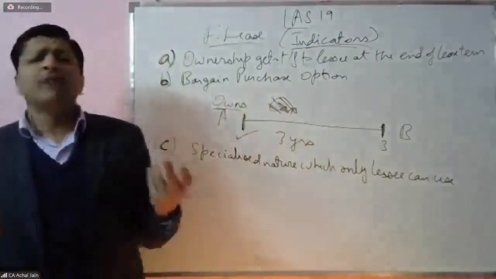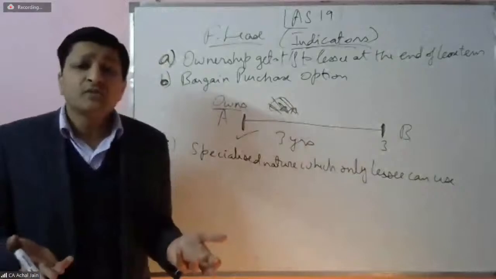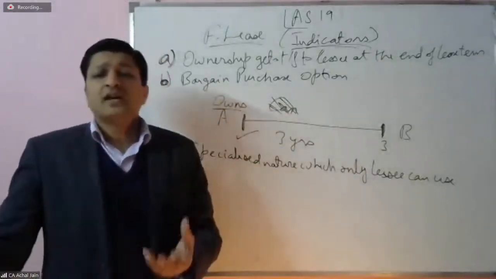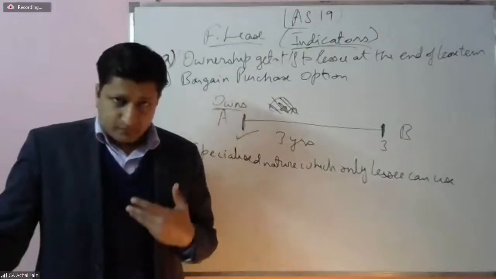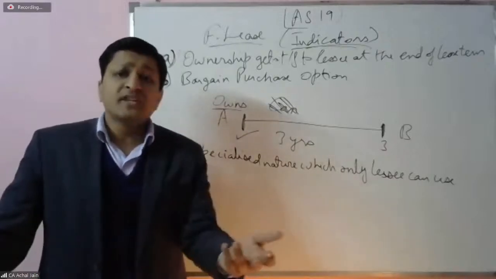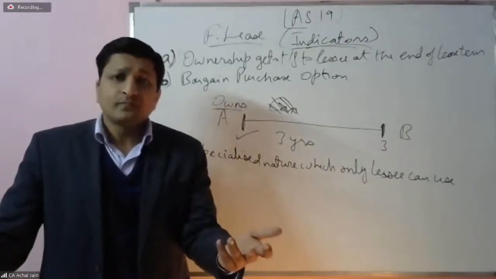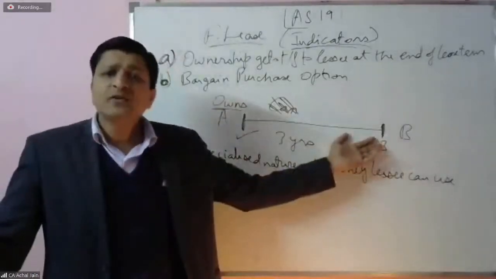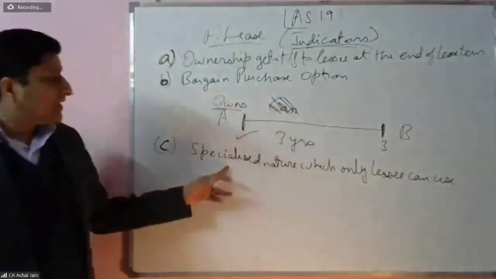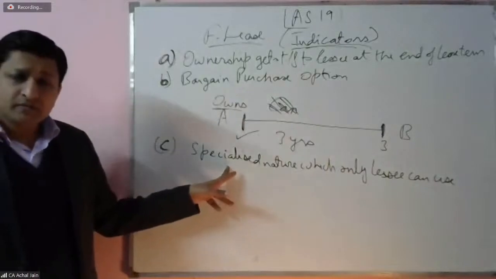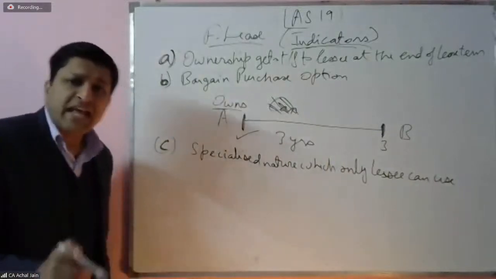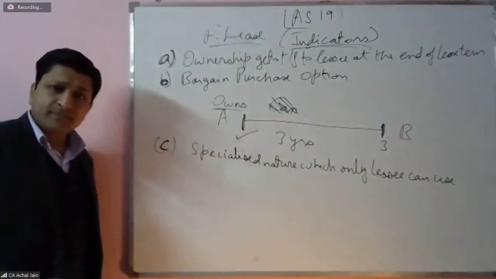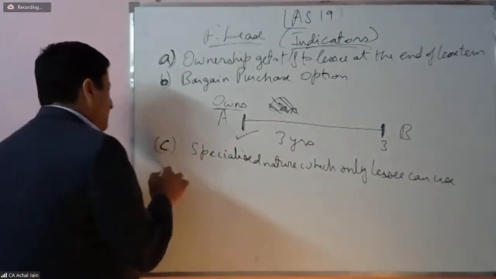Then effectively, what do we say in this arrangement? Who will have the economic benefits? Who will have the risk and rewards? Who will eventually be using this asset over its entire life? It's going to be the lessee only. That's why such a type of arrangement will also become a finance lease arrangement. Clear? Option number D.